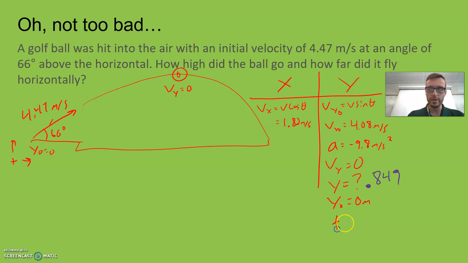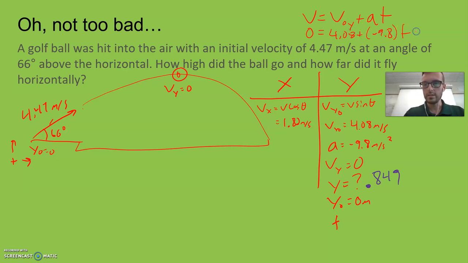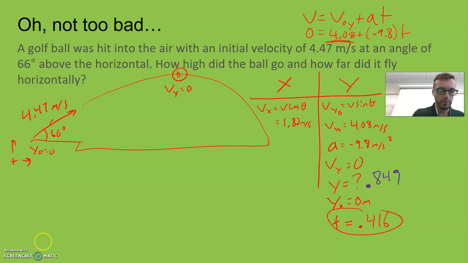There are probably multiple ways to get t here. I think the easiest way is to use this equation: v equals v initial y plus a t. Let's check that one out. At the apex, our speed is 0. Our initial speed in the y component was 4.08, plus negative 9.8 times t. So we do some quick algebra: subtract 4.08 from both sides, then divide both sides by 9.8, and that gets you a time of 0.416.